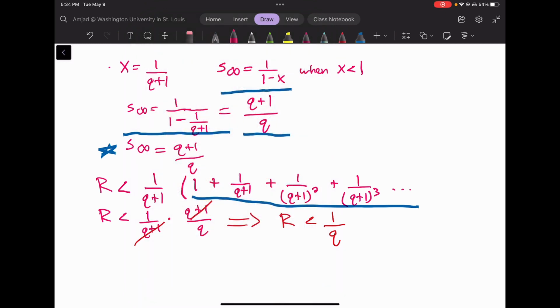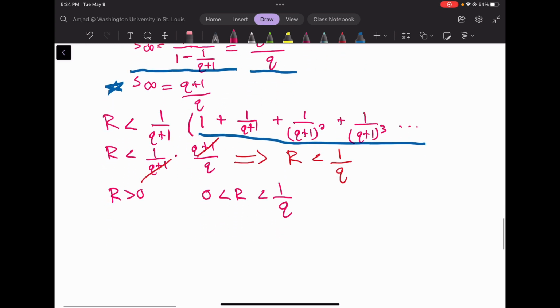Now, we also know that r must be positive. So r has to be greater than 0 because it is a sum of positive terms. Okay? So that means that r has to be between 0 and 1 over q. Now, we also know that 1 over q is less than 1. So that means that r has to be less than 1 and greater than 0.